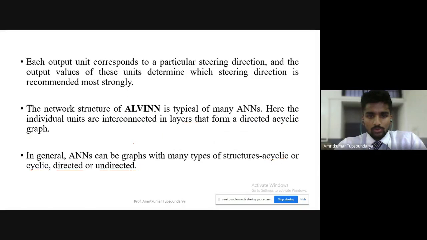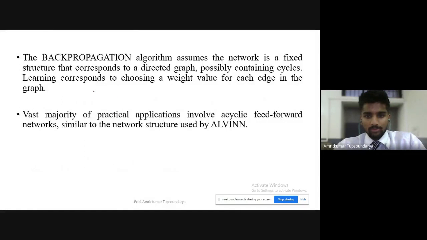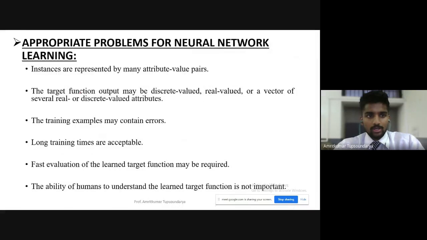So that is what we have learned in the previous class, and we discussed how the backpropagation algorithm is the core algorithm behind this ALVINN system, which is actually a cyclic feed-forward network system, and accordingly there are other types of network systems also, which we'll be learning further, right? And we ultimately saw different appropriate problems which are suitable for artificial neural networks. So you can go through these.